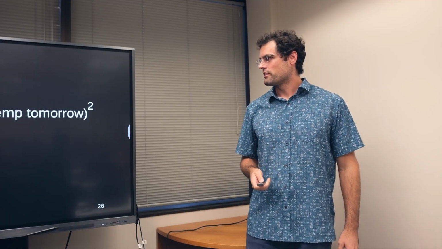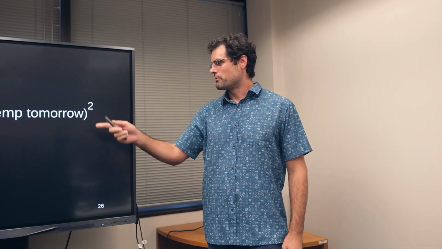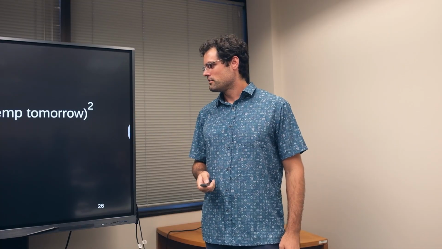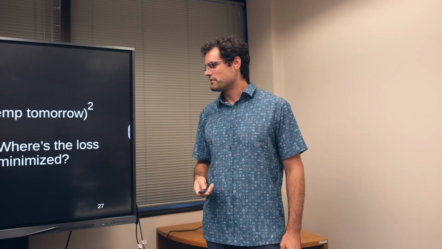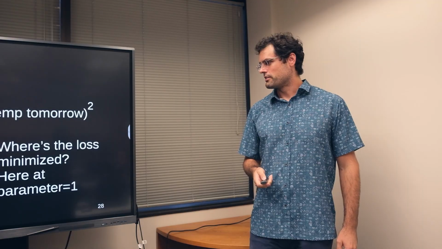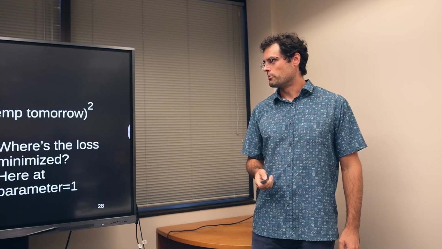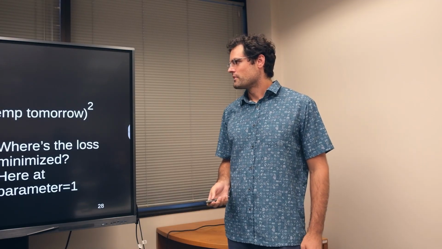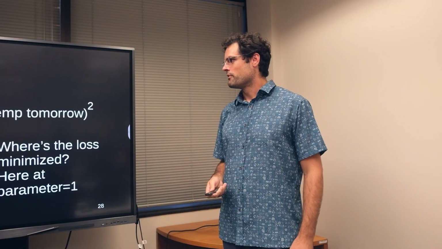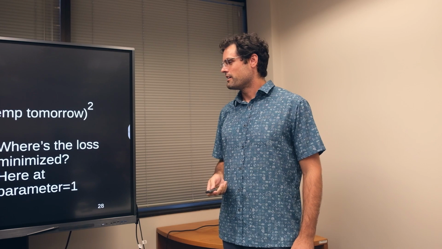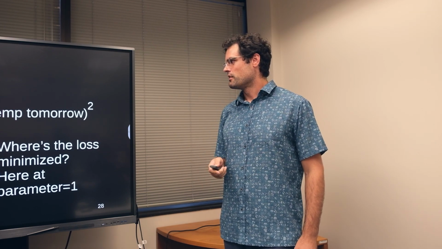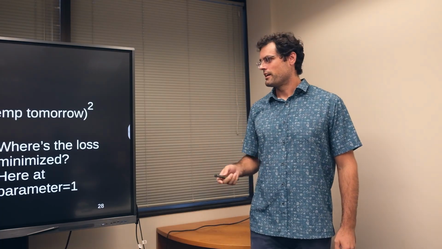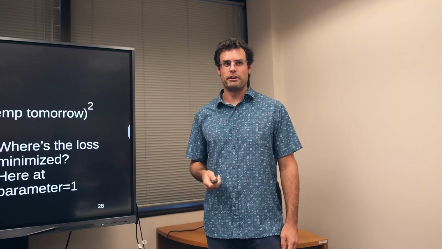So what does that look like? We have the parabola shape that we remember, and where is this loss minimized? Looking at the graph, it's the lowest point on that curve, which is right there, where the parameter is equal to 1. And if, let's say, today's temp is 85, tomorrow's temperature is 85 as well, then when we put 1 in there, 85 times 1 minus 85, that's 0, and that's the point we have there. So now our model's optimized.